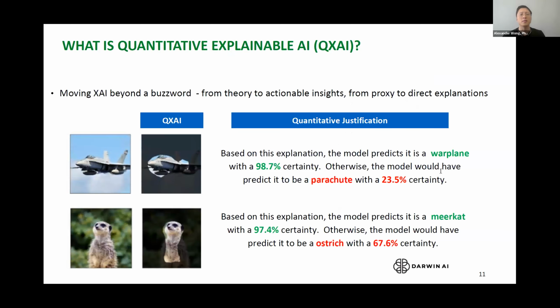And so what exactly is quantitative explainable AI, which is one of my main focuses? The notion around quantitative explainable AI is to move away from the notion of XAI as a buzzword. Right now, a lot of times we talk about explainable AI, but what does it really mean? How do we move it from theory to actionable insights, from proxy to direct explanations? With a lot of explainable AI methods that you see right now, a lot of them just give you kind of like a heat map where, here it might be a little bit more important, here it might be a little less important, and so on and so forth.